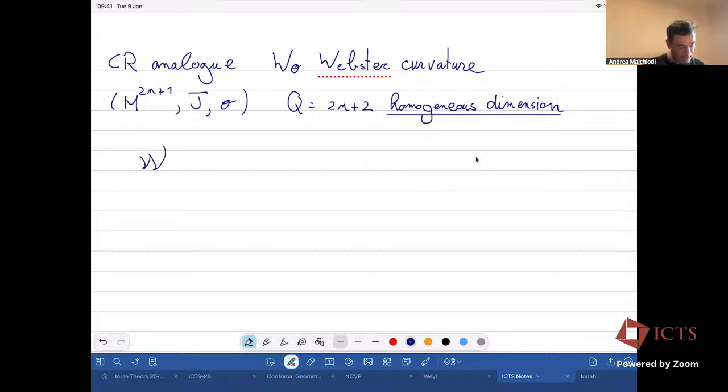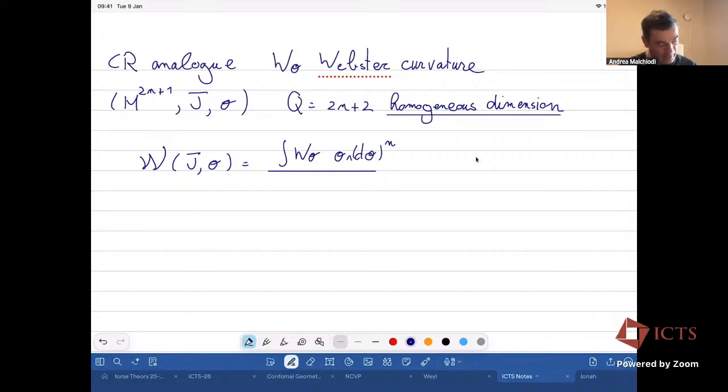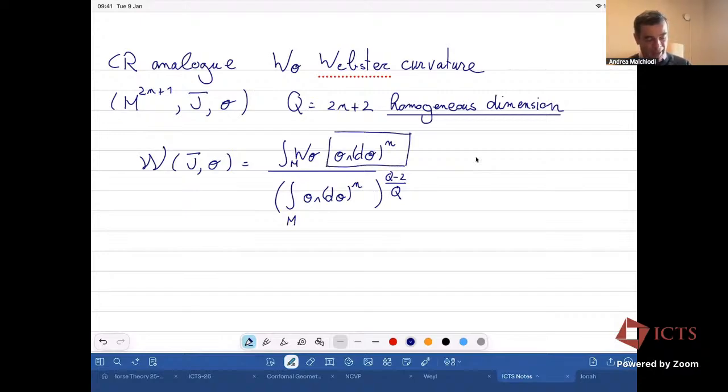We can consider the counterpart of the Einstein-Hilbert action, which is W_J(theta), equal to the integral of W_theta, where the volume form is theta wedge d theta to the n, divided by the volume, the integral of theta wedge d theta to the n, to the power (Q-2) over Q. It's a complete counterpart of the Riemannian one, assuming that this volume form never vanishes. There is an assumption called pseudo-convexity, which gives this form a sense, so you can use it as a volume form. We make that assumption, but it's quite standard.